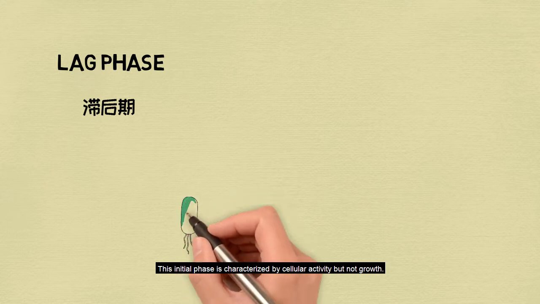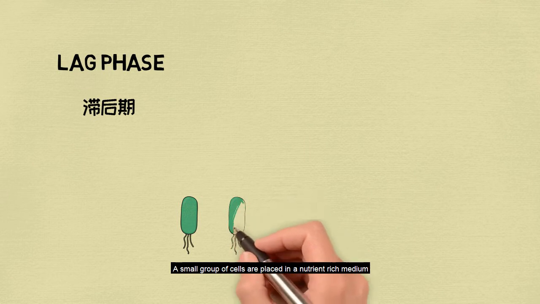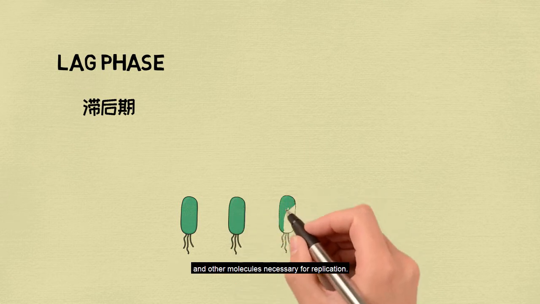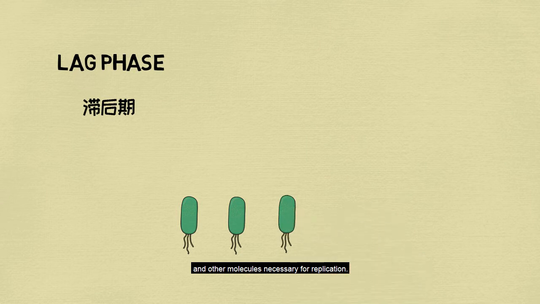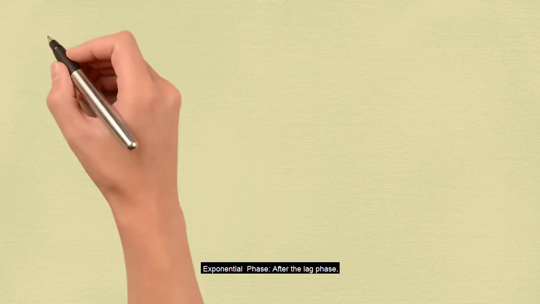Lag phase. This initial phase is characterized by cellular activity but not growth. A small group of cells are placed in a nutrient-rich medium that allows them to synthesize proteins and other molecules necessary for replication. These cells increase in size, but no cell division occurs in this phase.